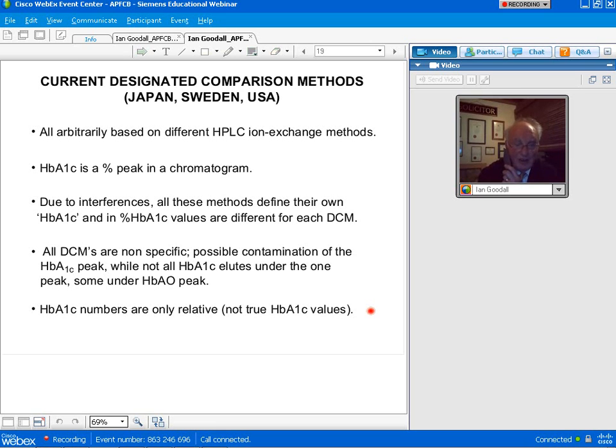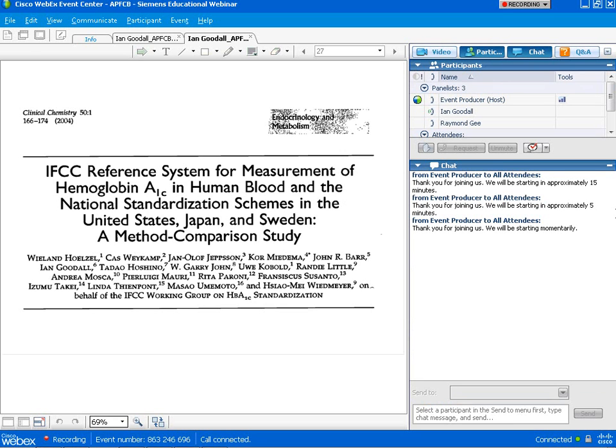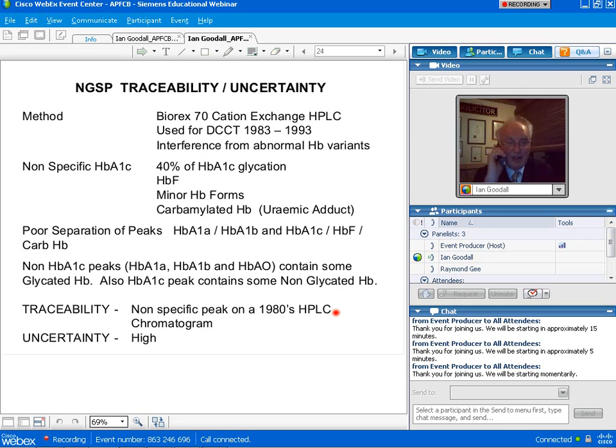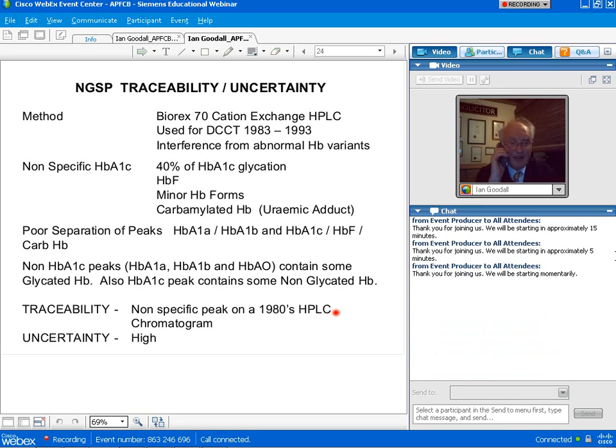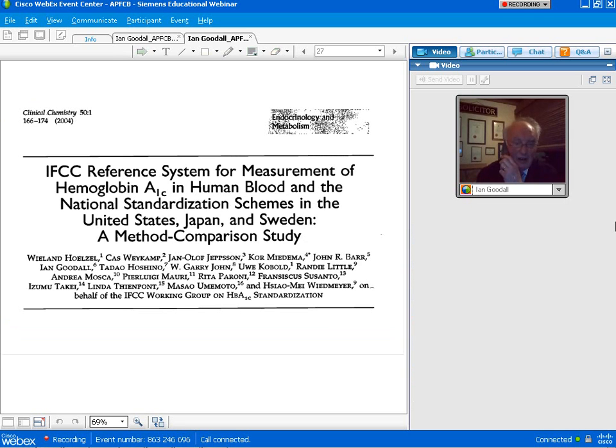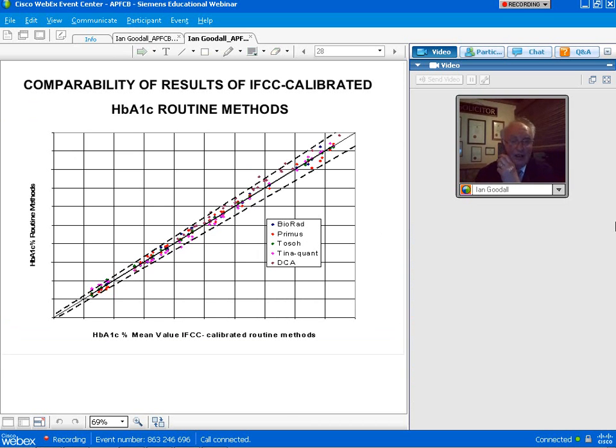And the first paper that had all this in, the full reference stuff, it was this paper in Clinical Chemistry in 2004, volume 50, and this is the one. Okay, so this is the one, the full reference system, including the comparisons in the States, Japan, and Sweden, which was done over many years. And now with the IFCC calibration, all kinds of methods, which include cation exchange, affinity, cation exchange, immunoassay, and immunoassay, produce essentially similar results, which never used to happen.